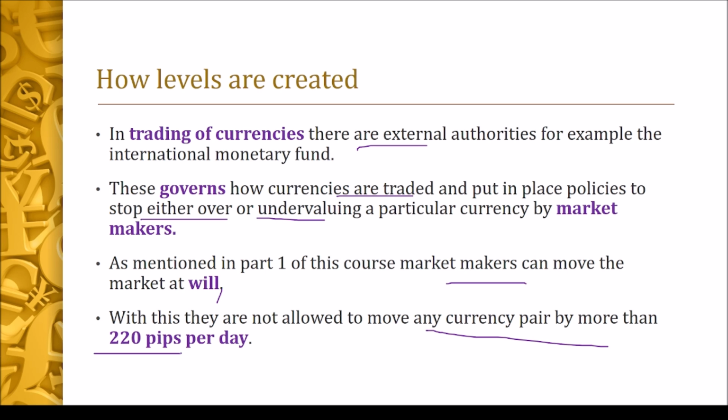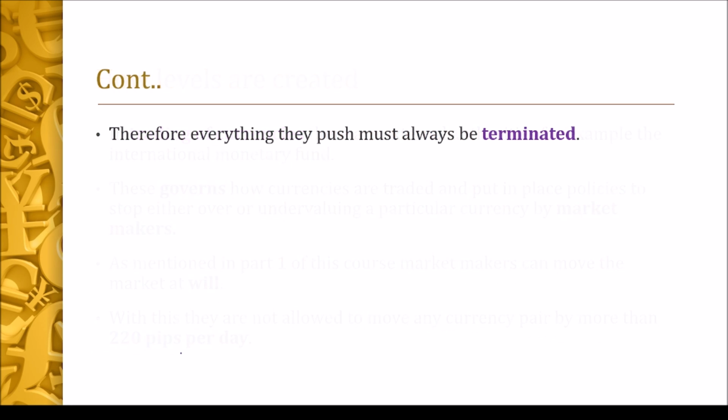For instance, the CAD JPY, CAD CHF, and so forth, they have lower daily ranges. Therefore, anything they push, these market makers, must always be terminated. So what we are saying is they are allowed, of course, to put in their funds, and this effects impulsive rises, but they only push the market to a certain range per day on each particular pair, and then to terminate it, they'll either pull back or enter into consolidation to accumulate more contracts, and later get involved again, pull back, and so forth.